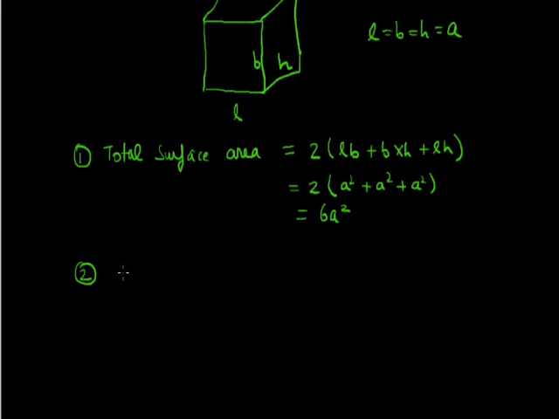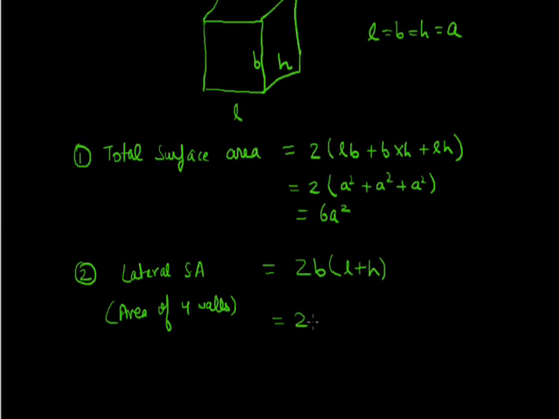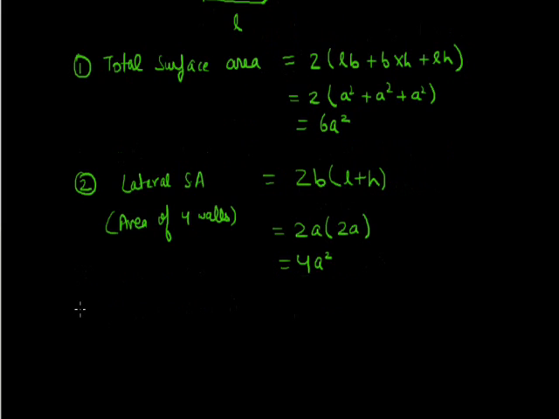In this way we can easily find out the lateral surface area of the cube, or area of the four walls. As we have seen, the lateral surface area of the cuboid is twice B into (L plus H), and length, breadth and height are equal, so it will become 2A into (A plus A), that is again 2A. So it will give us 4A square. So this is the lateral surface area or area of the four walls of a cube.